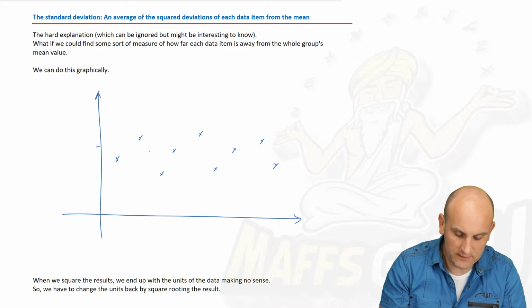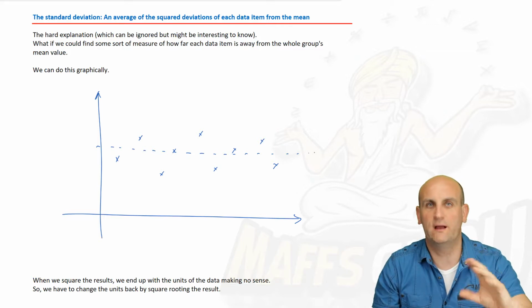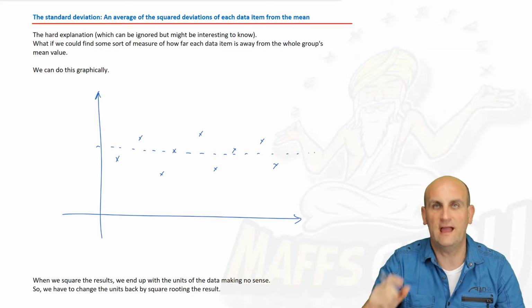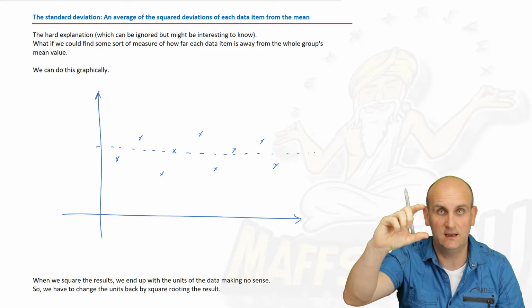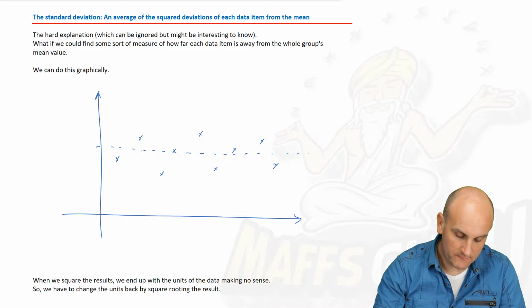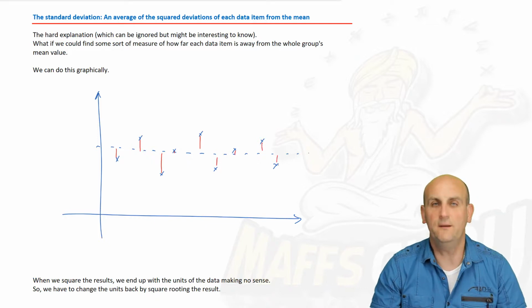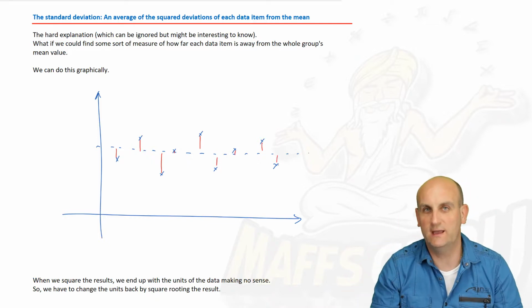So if I imagined now drawing a line somewhere in the middle of this, wouldn't it be good if we could work out some sort of measure of how far away from my mean each of my data items is? By that I mean, wouldn't it be great if we could measure that distance there, and that distance there, and so on for each item, and come up with some sort of average distance away?